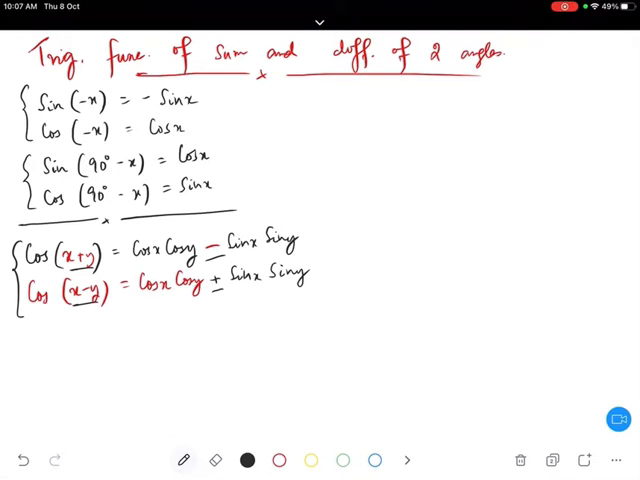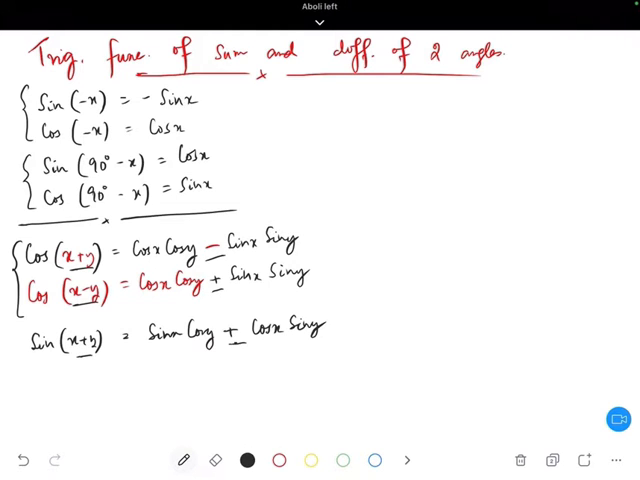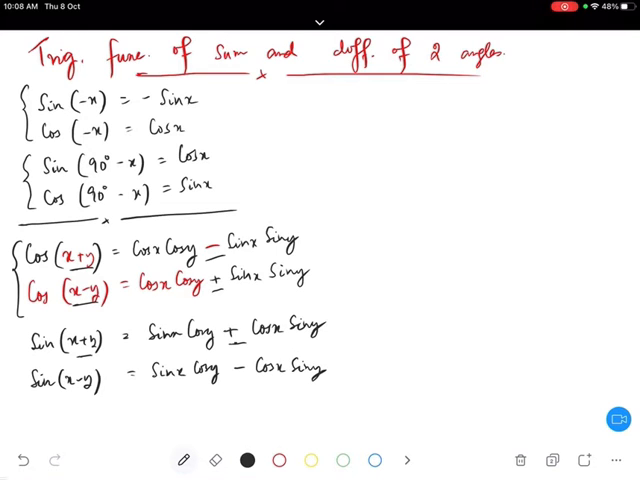Now, another one. What is of sine? Sine x plus y is given by sine x cos y plus cos x sine y. When you see plus in sine, then it will be plus again. Sine will follow the same sign, but cos will follow the opposite sign. Learn like that. So sine x minus y will be what? Yes, very good. Sine x cos y minus cos x sine y.